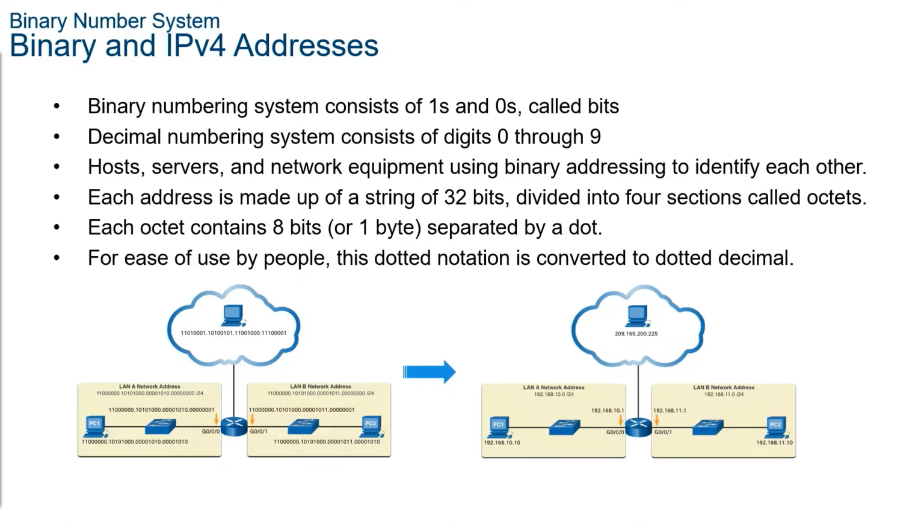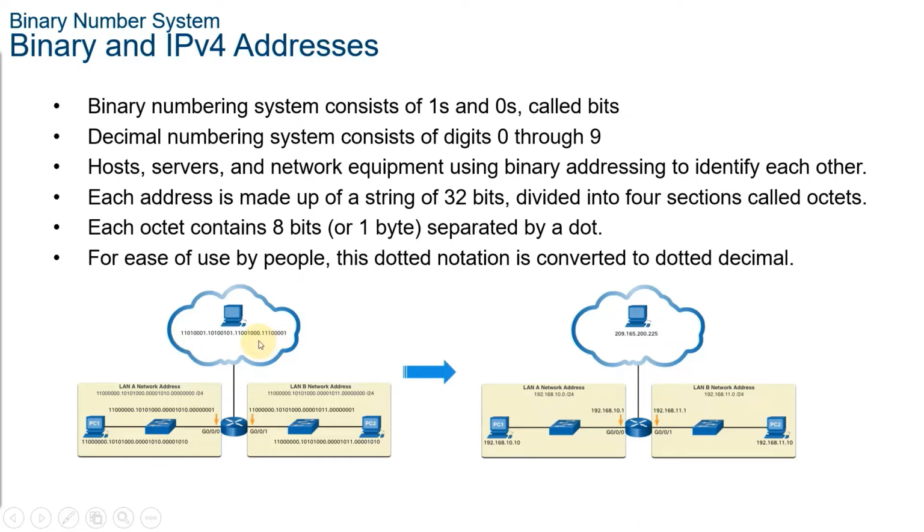Binary is important for us to understand because hosts, servers, and network devices use binary addressing. Specifically, they use binary IPv4 addresses, as shown in this diagram. These are IPv4 addresses represented in binary. Each address consists of a string of 32 bits. So this would be 8 bits for every octet. Your IPv4 address has 4 octets, 4 octets having 8 bits each. Therefore, it is 32 bits.